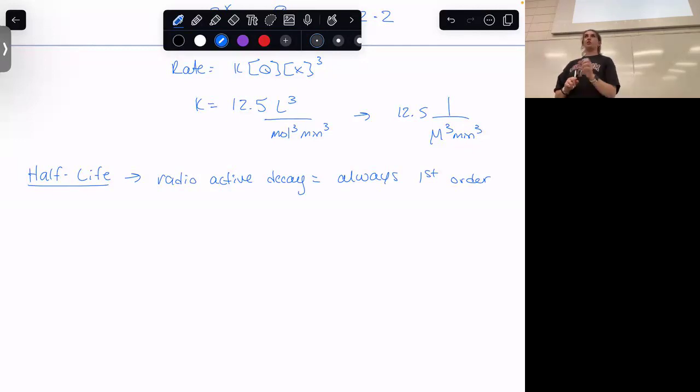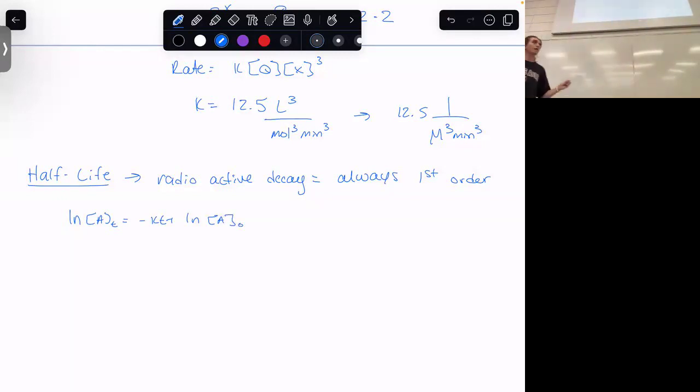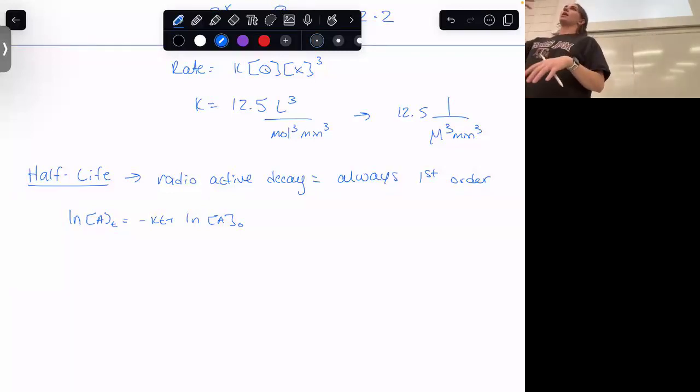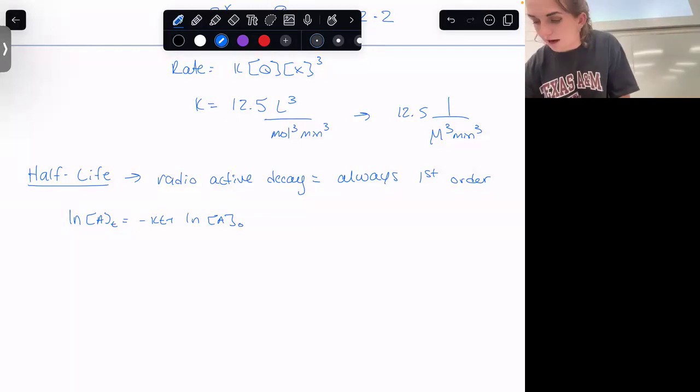Does anyone know the integrated rate law for a first order reaction? Yep. So this one is ln of the concentration of A at time T is equal to negative kT plus ln of your initial concentration. You can always use your integrated rate law because you have your initial concentration, and you'll have half of that concentration at your half-life, and you can plug that in for the concentration at T. Or you can use your half-life formula.